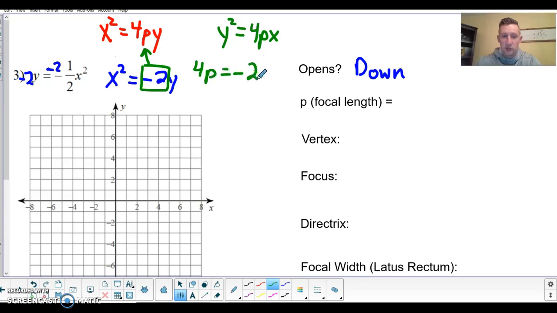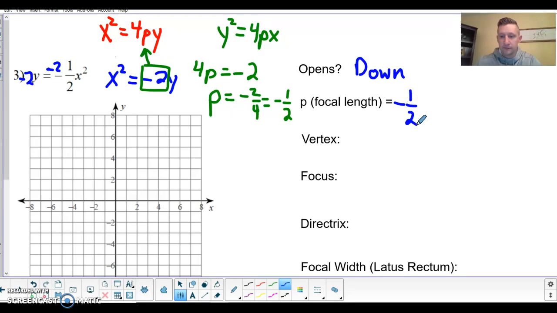Gee, what might p be? Well, if I do a little bit of algebra and divide both sides by 4, p equals negative 2 divided by 4, which of course would reduce to negative 1/2. Okay? That would be p, the focal length. I'm going to write that down over here. Negative 1/2.